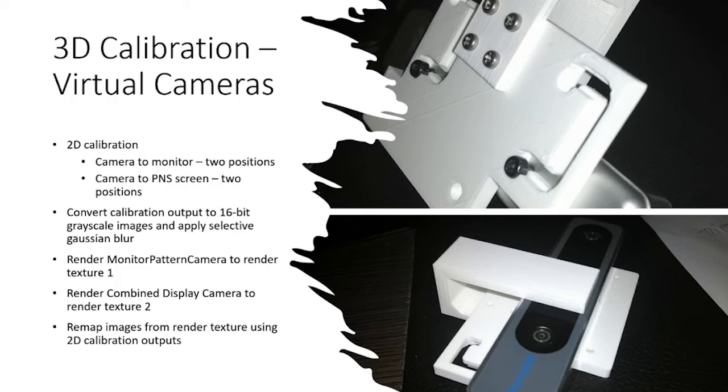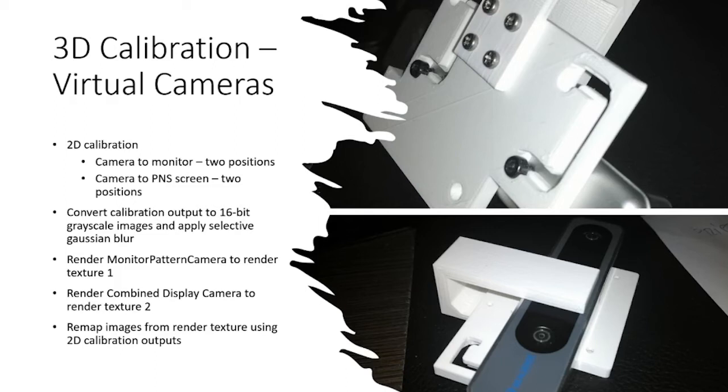Okay, so once I got these 16-bit gray codes, you just need to somehow in the original Unity code figure out what is the image you want to distort, or on which you want to apply the distortion given by the 2D calibration output. So basically, you just need to render the monitor pattern camera from the repository to one render texture, and render the combined display camera to a second render texture.